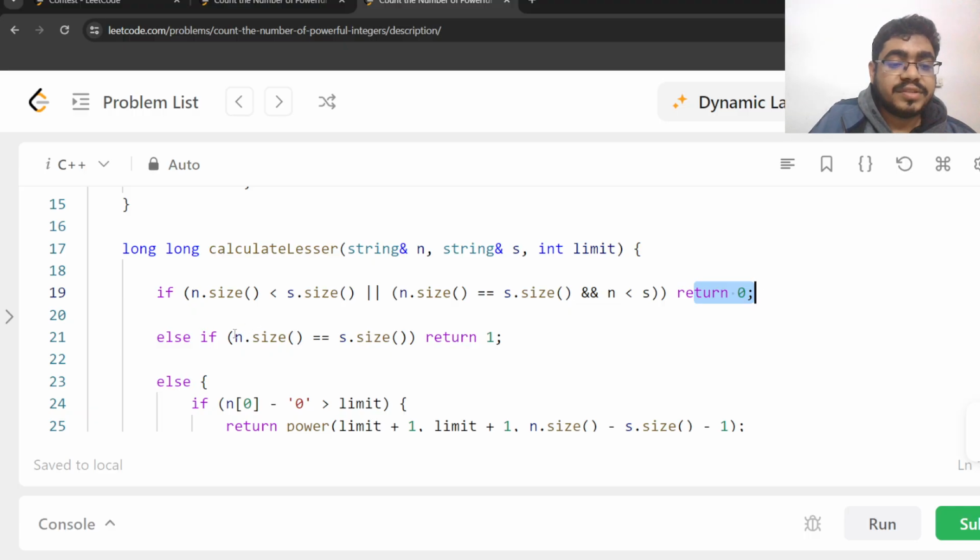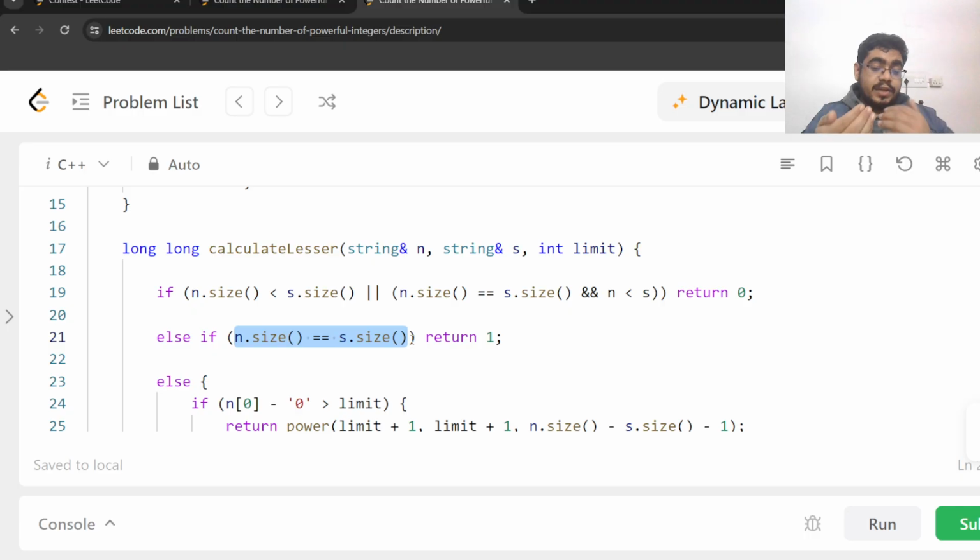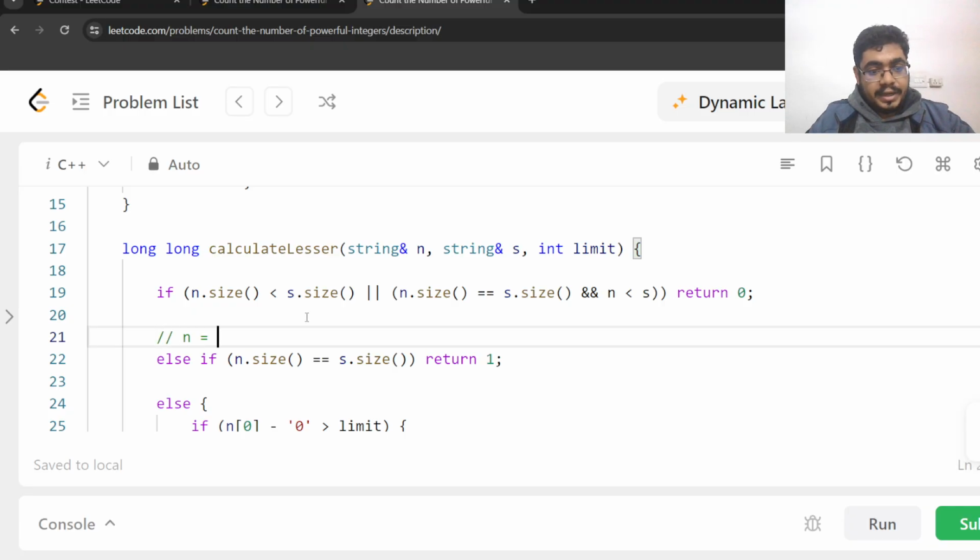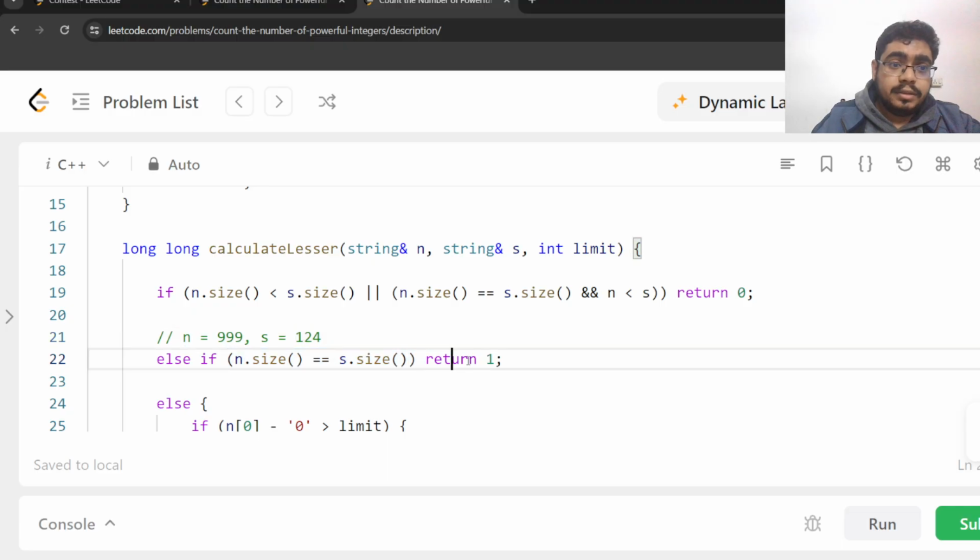Otherwise, if the size becomes the same, so let's say the number for which we are calculating is 127 and the suffix is 124, then that means there is one answer only, which is 124 itself, right? Even if we take a huge number like 999 here, the answer is still going to be 124 only, because to add anything to it, at least we need to add one more digit here. So if the size is the same, return 1.